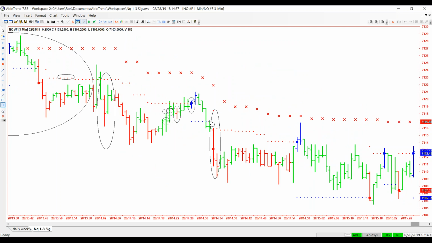There's your triple confirmation sell signal. I don't like that trade because it's a long bar, but got to take it. Stop loss at the top of the red bar. Out on the blue bar, blue dot. Lost a couple points on that trade.